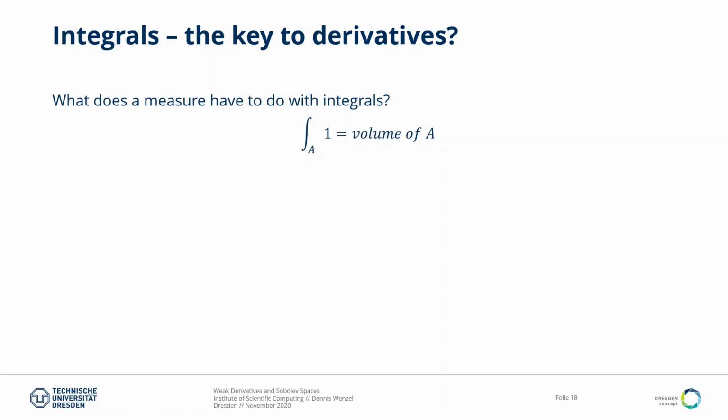Let's start simple. If I have a certain area or other shape in Rn, and I integrate the one function over this shape, then this should give me the volume of A, right? So if I integrate the one function over a circle, then this integral over A of the one function is actually the area of the circle. Okay, that's something intuitive that we want.